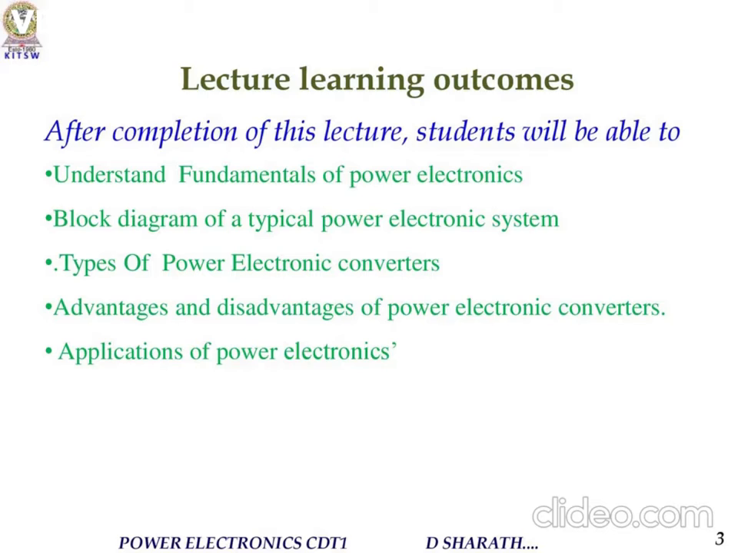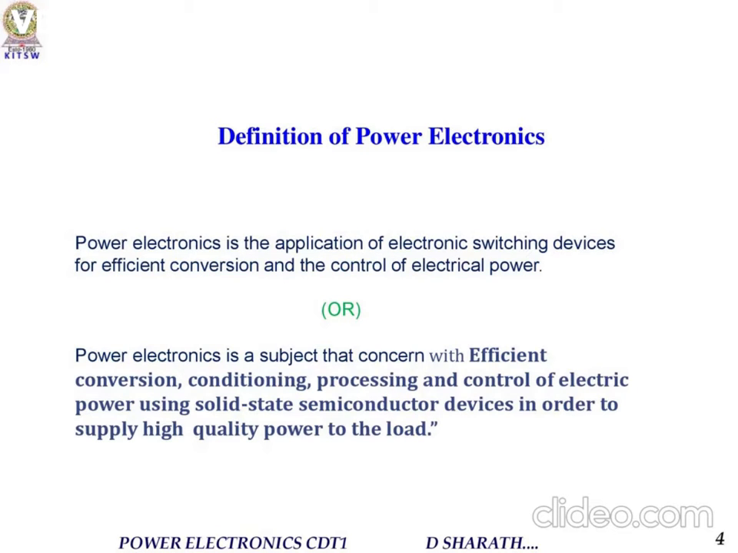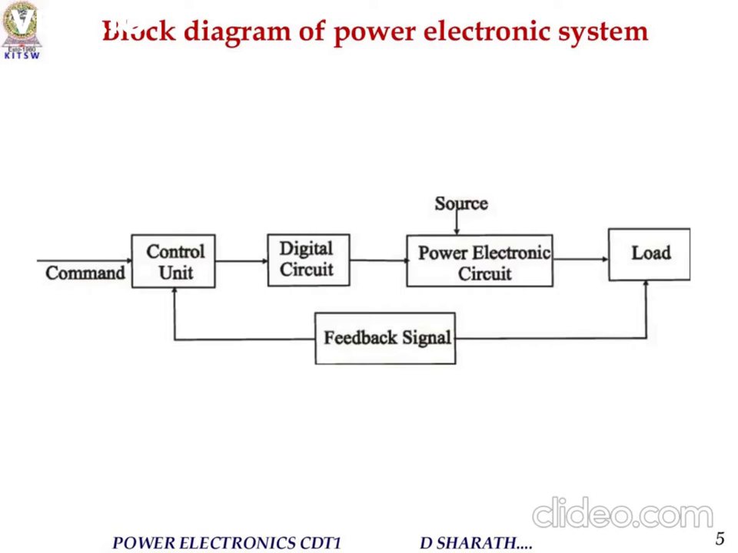In this CDT, you are going to get some lecture learning outcomes. The students will be able to understand the fundamentals of power electronics, the block diagram of a typical power electronic system, what the different types of power electronic converters are, and the advantages and disadvantages of various power electronic converters. So you are going to get the knowledge of that. And coming to the definition, power electronics is the application of electronic switching devices for efficient conversion and control of electrical power. So by using semiconductor devices, we are going to control the electrical power.